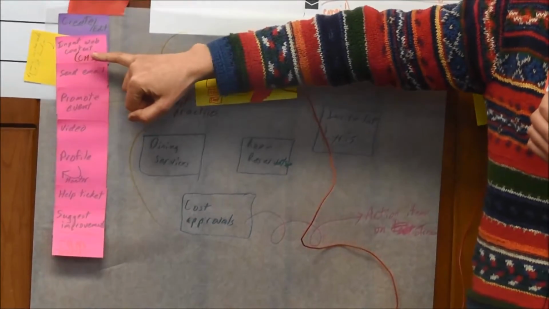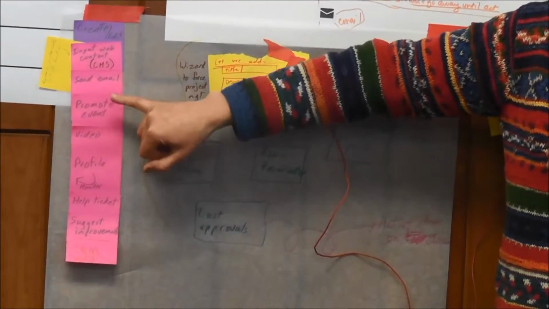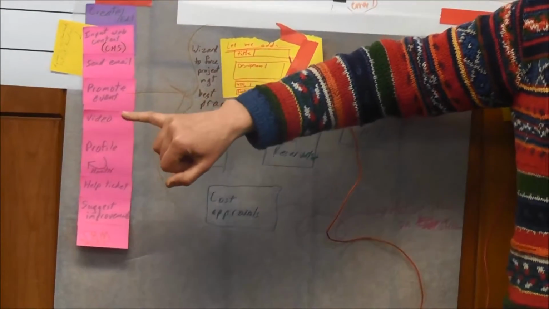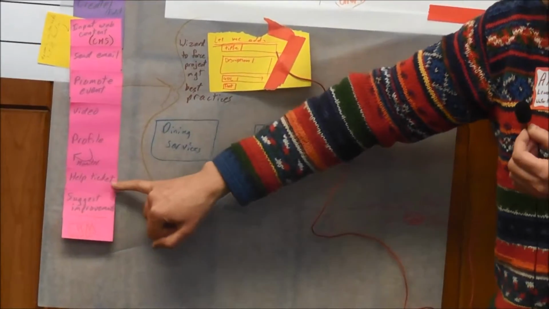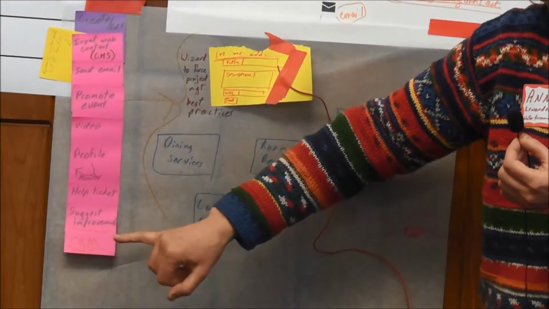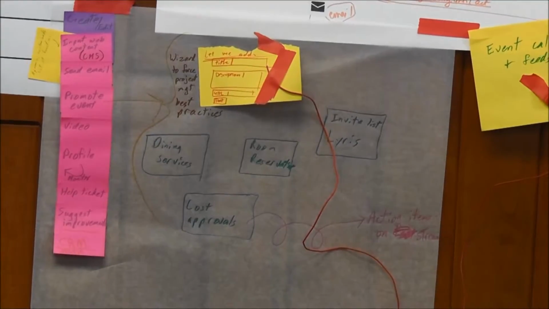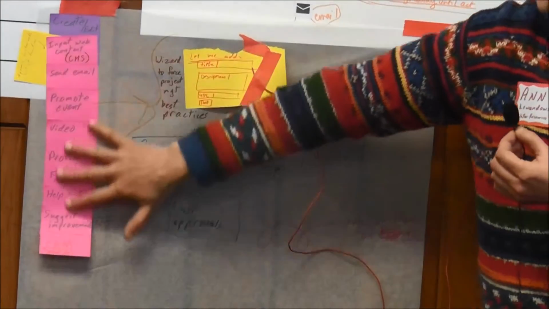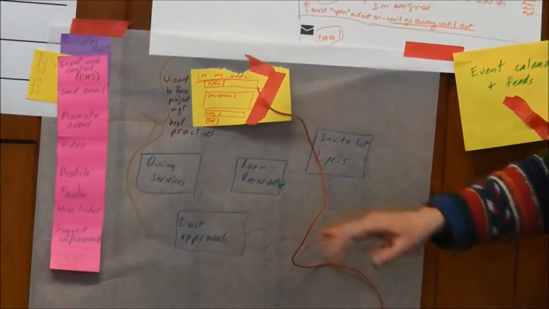Some of the examples are the content management system, if you need to input web content, if you need to send email, if you need to create a video, if you need to make your profile, if you need to make a help ticket for something, if you want to suggest improvements. So there's a lot of different functions and things that you can create, and you would get at all of those from these buttons, and there would be lots of options there.